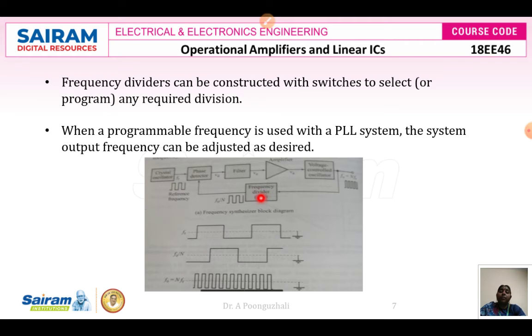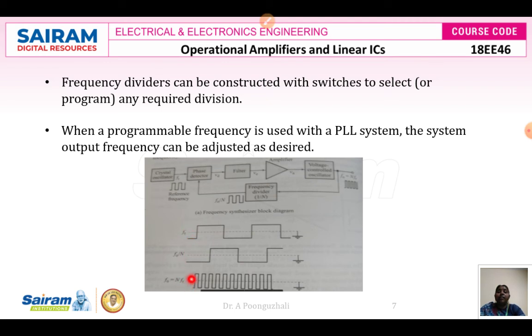So if I use a programmable frequency PLL in the PLL system, the system output frequency can be adjusted according to our requirement there. So this is your input signal frequency. This is going to be the output of your oscillator, which is going to be divided by a divider value N. In this case, these two signals are going to have a phase difference there. And now your f0 should be equal to N into fr.